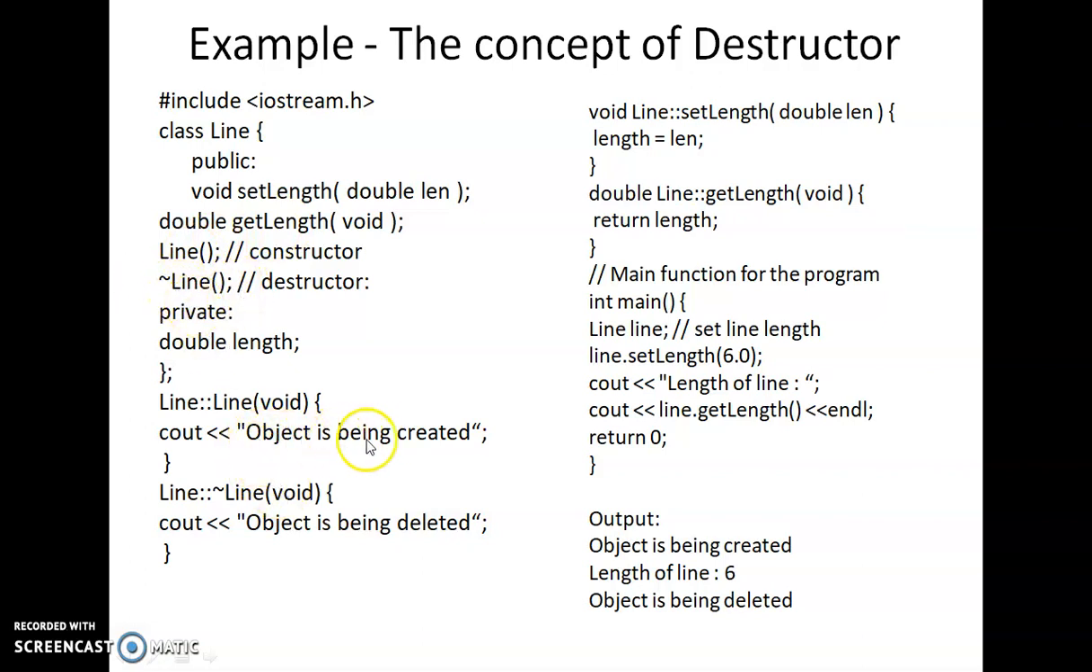So what happened? The object is created. Whenever the object is created, the constructor executes automatically, so it prints that the object is being created. Next, setLength executes with a value of 6.0 for the length, and the length of the line is printed; length of the line is 6 is also printed. After the program completes, this object is going to be destroyed from memory. For that purpose, the destructor executes automatically. So now the object is being deleted is printed, and it is removed from memory. That is the concept of the destructor.